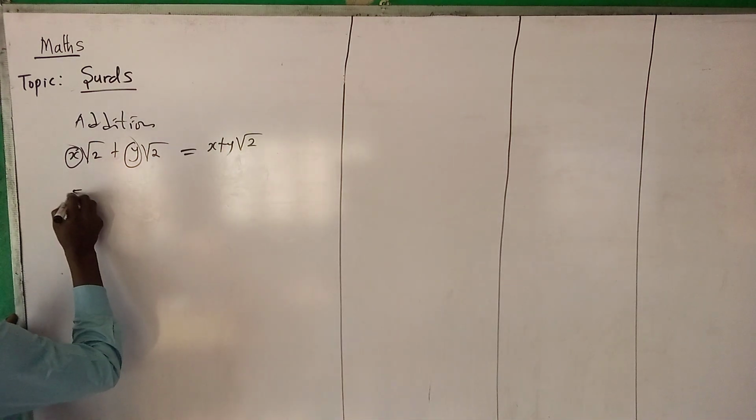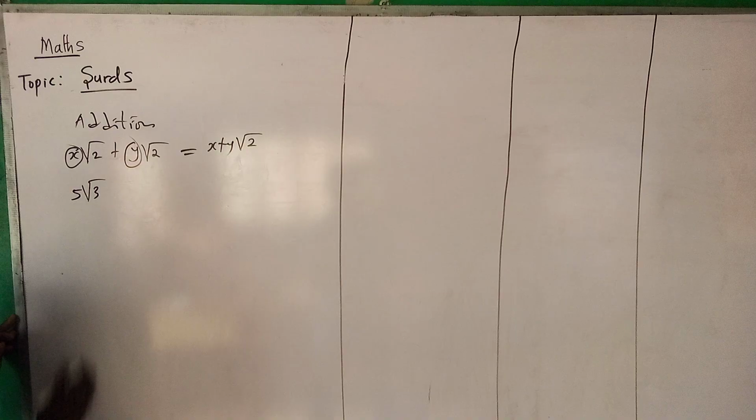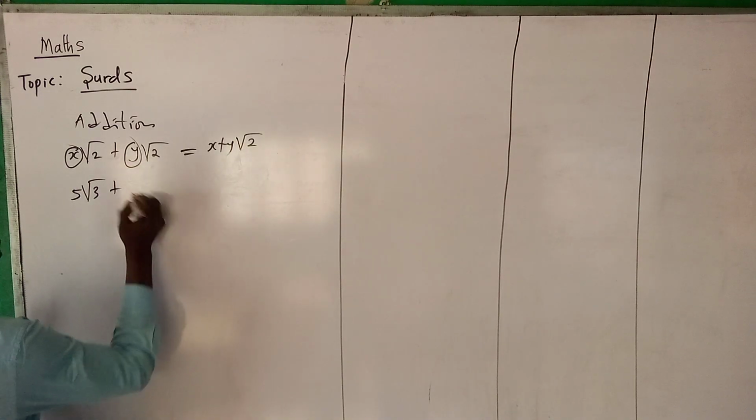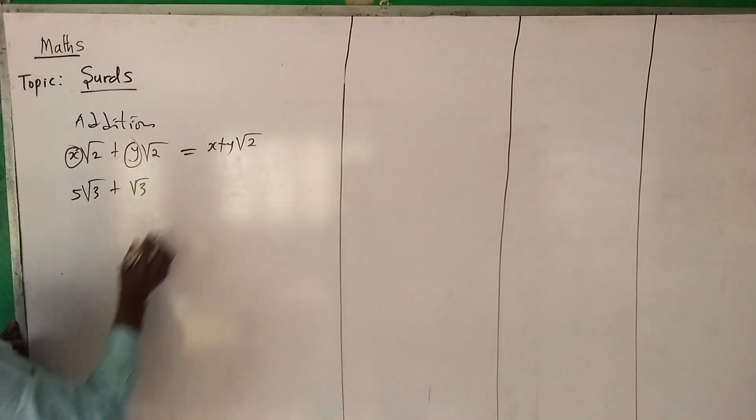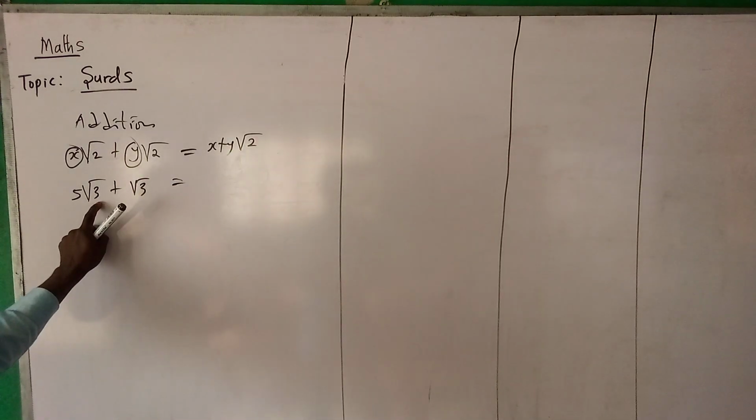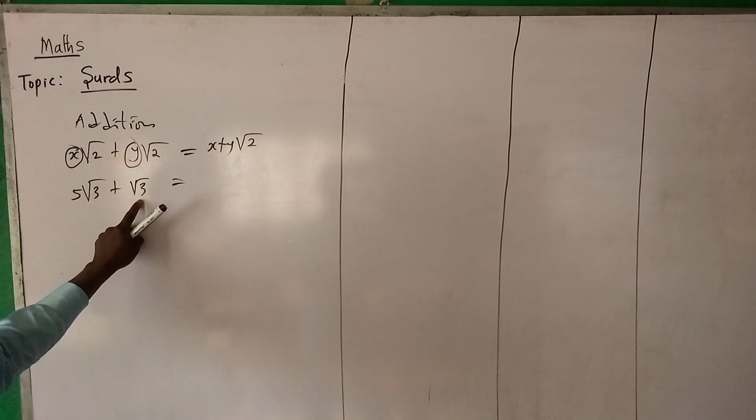Now let's just use a number. If I have something like 5 surd 3, I'm using surd 3 now, plus something like surd 3 again. You're asked to add this. It's very simple. Provided they have the same basic form, they can be added.